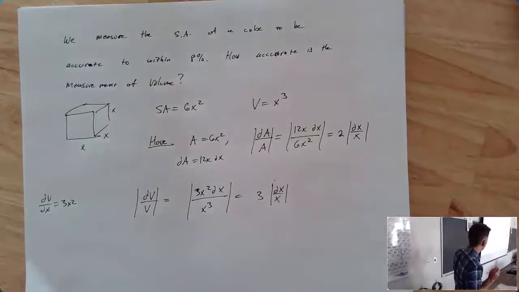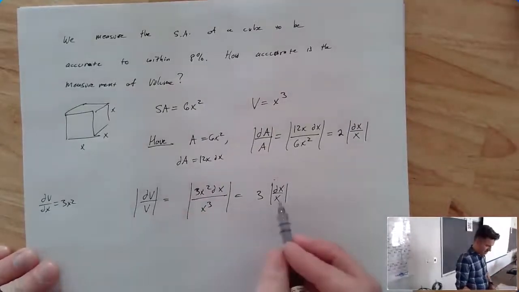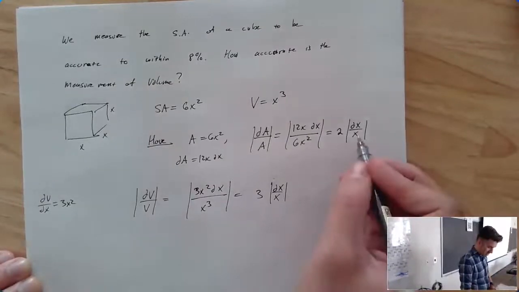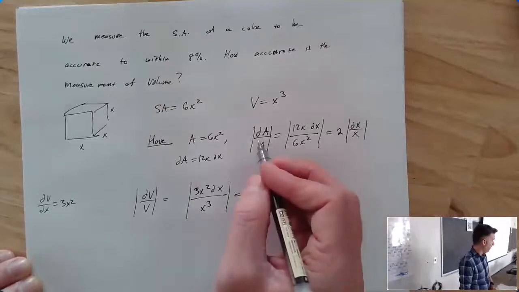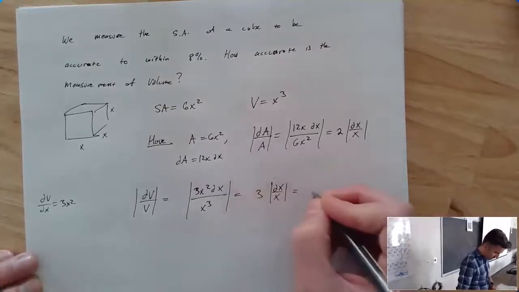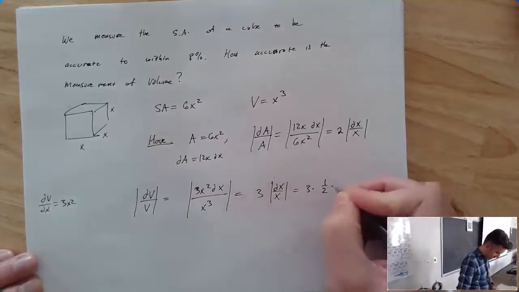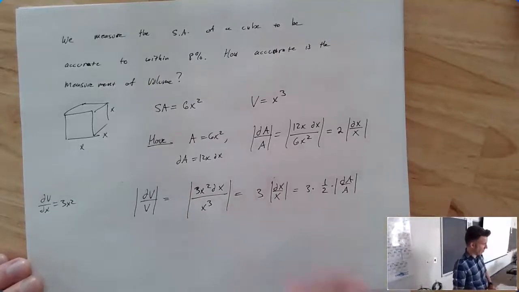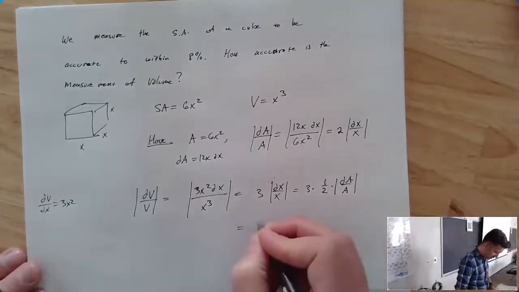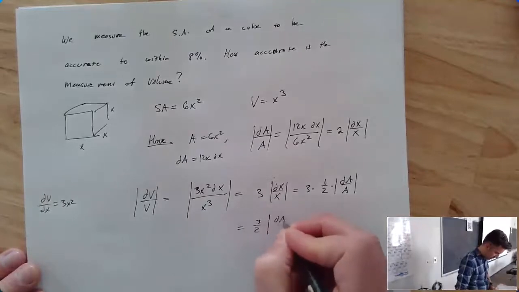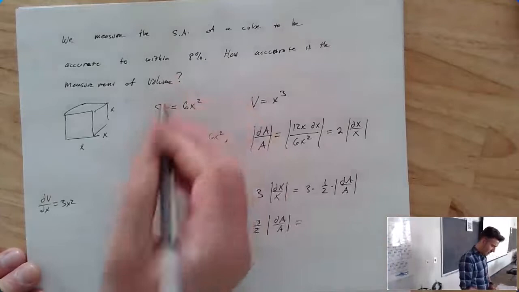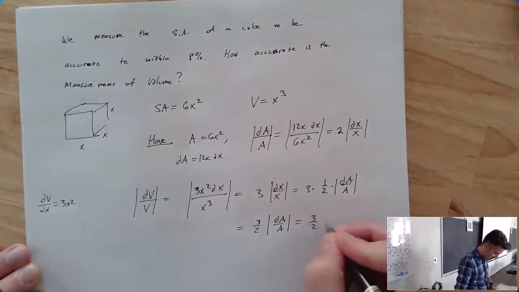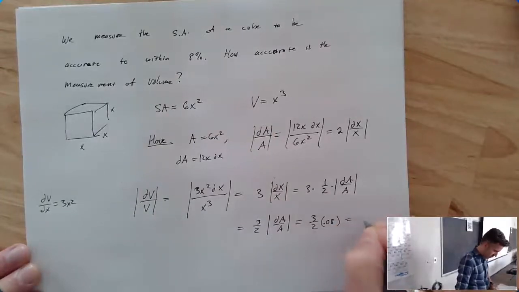So we've written a bunch of things. We're trying to find this. We've got it equal to this. Do I know what dx over x is? Well, I can find it because dx over x is really just 1/2 of dA over A. So I could write this as 3 times 1/2 times dA over A. And this is really what I wanted you to see. I don't actually care about the numbers, but this is equal to 3/2 times dA over A. And dA over A is 8% or 0.08. So it's 3/2 times 0.08, which is 0.12 or 12%.